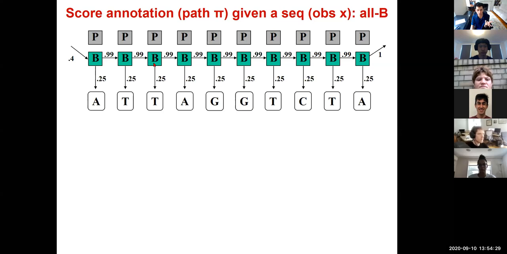So how do I score this? Well, it's super simple, right? The total probability of this observation, A, T, T, A, G, G, T, C, T, A, and this path, B, B, B, B, B, B, B, B, B, is the 0.4 probability of starting in either a background or a promoter state. Maybe that's uninformative. And then the probability of emitting an A, given that I'm in the state B, times the probability of transitioning from state B to state B, the probability of emitting a T, given state B, times the probability of transitioning from B to B, and so on and so forth, okay?